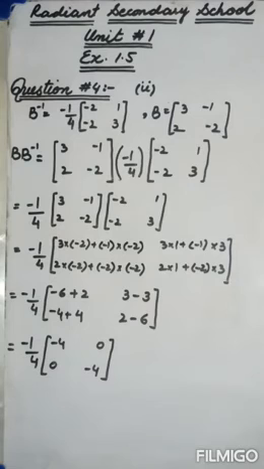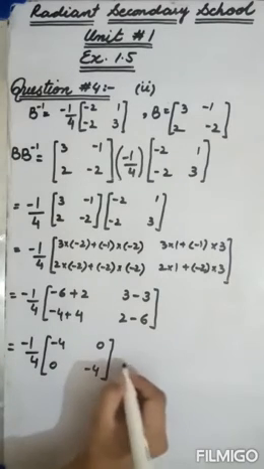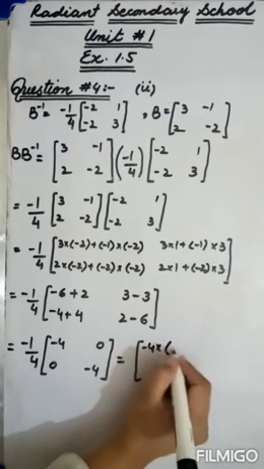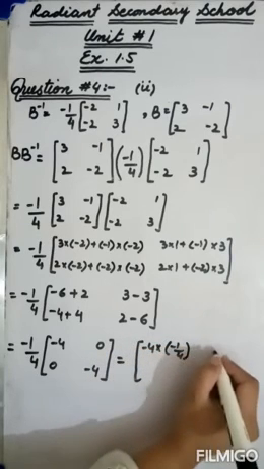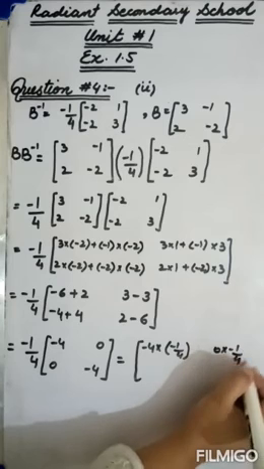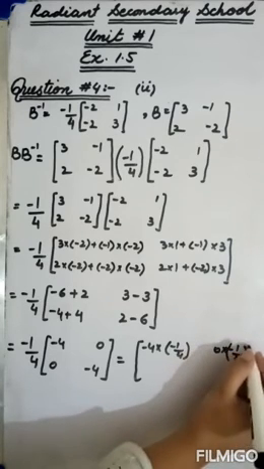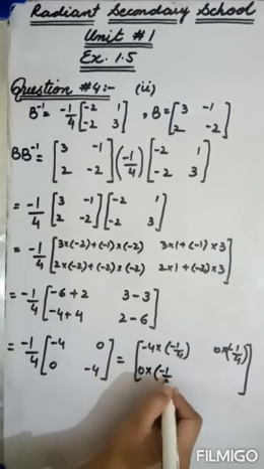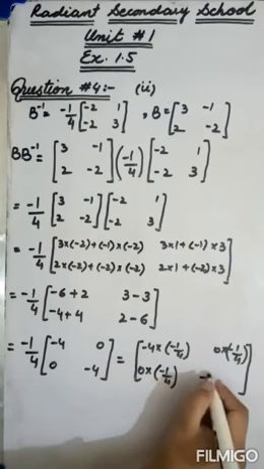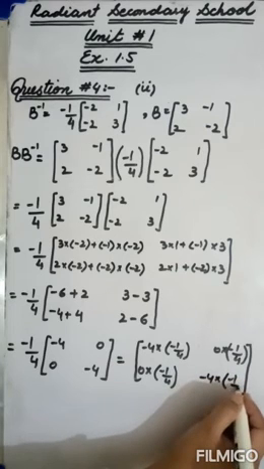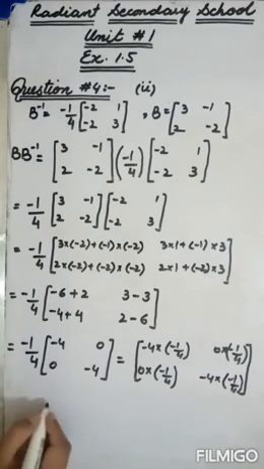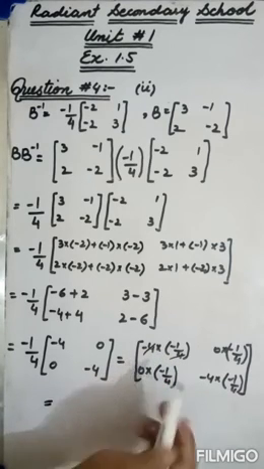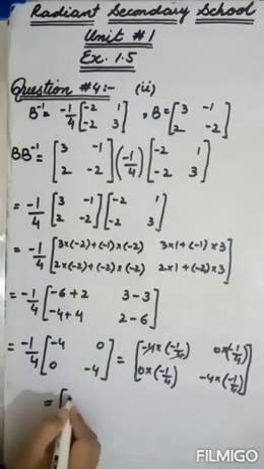Now this minus 1 by 4 will be multiplied by each and every entry of this matrix like this. Minus 4 multiplied by minus 1 by 4. 0 multiplied by minus 1 by 4. 0 multiplied by minus 1 by 4. Minus 4 multiplied by minus 1 by 4. Clear? Okay. Now this is minus minus plus. 4 and 4 will be cancelled. And what will be left? Yes, 1 will be left.